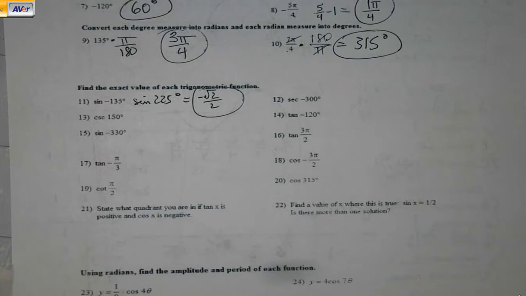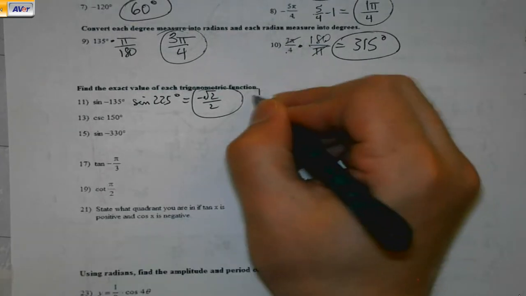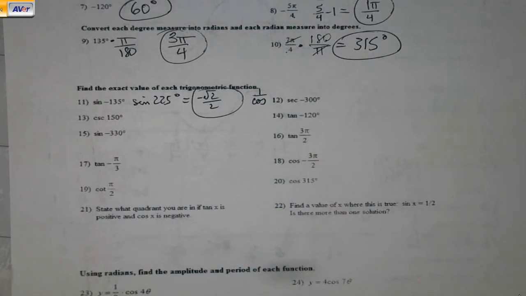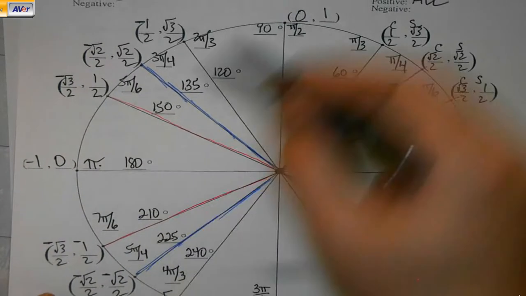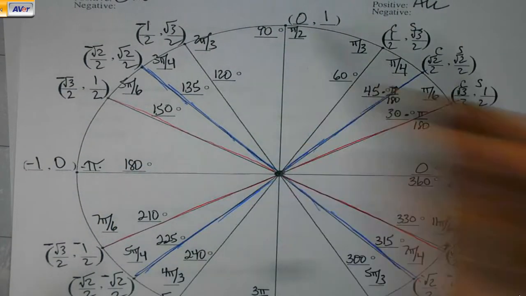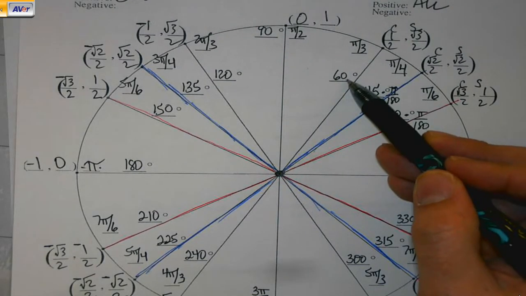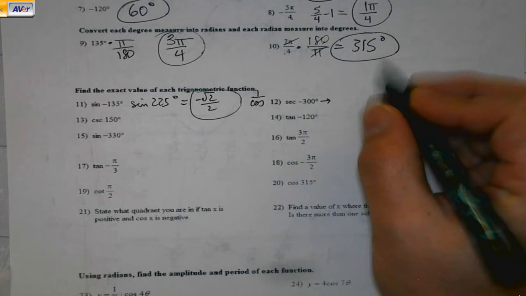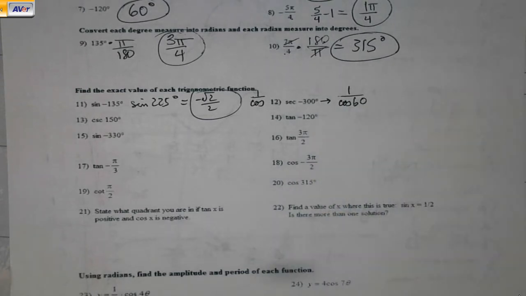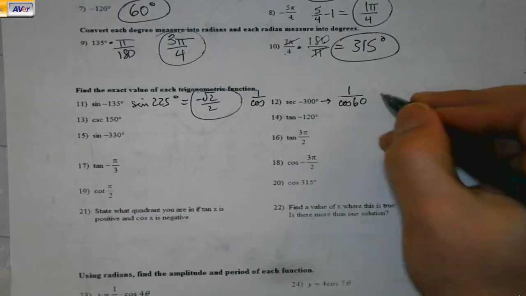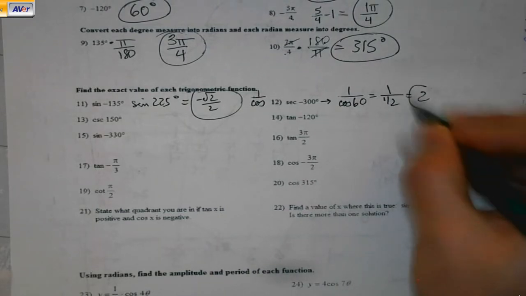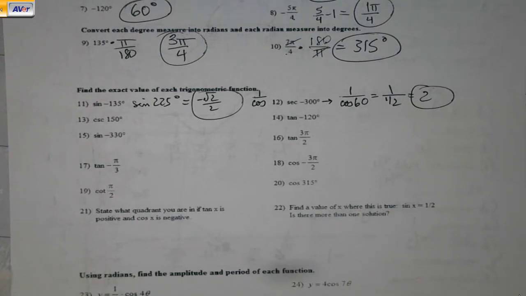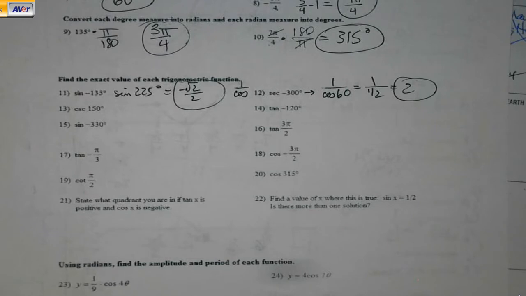Number 12. Secant of negative 300. What's secant? Secant's the inverse of cosine. So negative 90, negative 180, negative 270, negative 300, so the 60-degree angle. 1 over the cosine of 60 degrees. Cosine of 60 degrees is a half. 1 divided by a half, same as multiplied by 2. Get my answer. We're not doing decimals here. If you type these straight into your calculator and give me goofy decimal answers, not even pondering the idea, I'm not giving you credit.